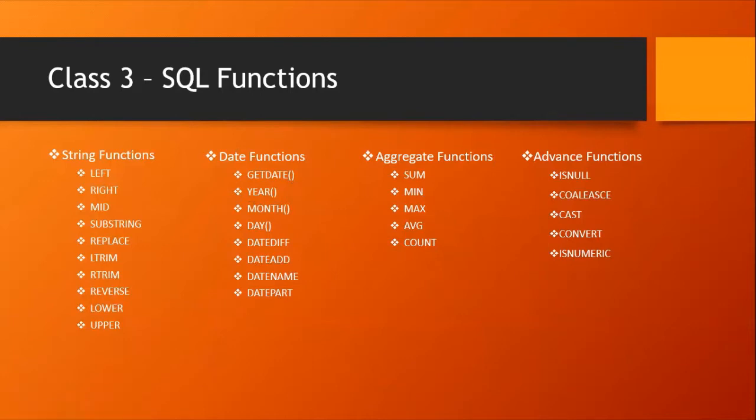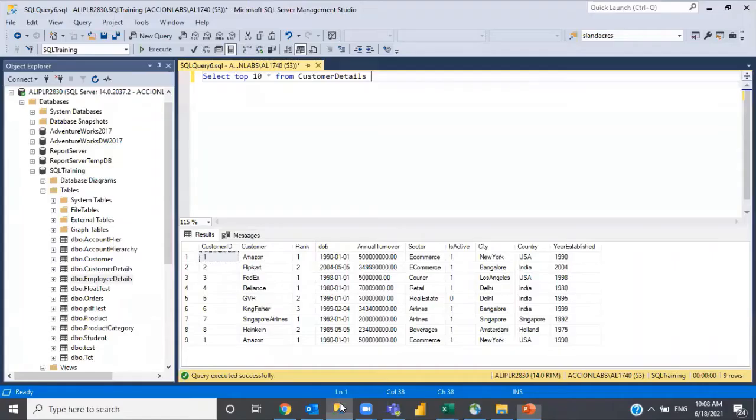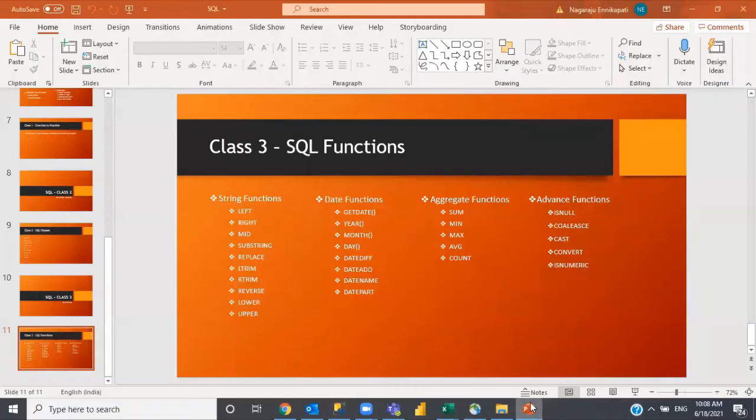So let's go back to our regular practice sessions. I have a table here, customer details, wherein you can see there are multiple columns along with different rows. Now we will use this table to see the various functions. So let's start with the string functions here.